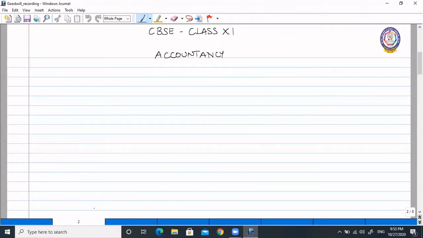Class 11, Accountancy. Today we are going to see how to pass journal entries by using modern classification of accounts. Sum number 2 in your exercise. Enter the following transactions in the journal of Ram.